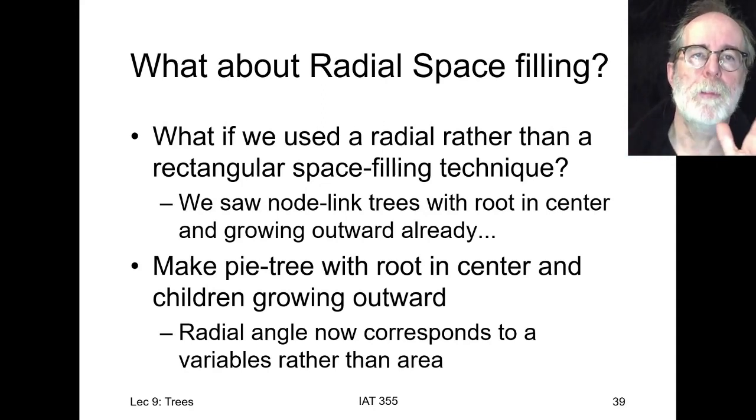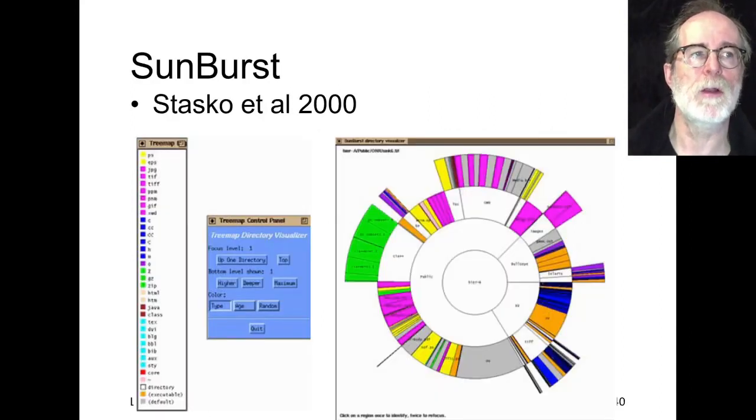How about making a pie chart and then subdividing the pie sectors to indicate subtrees and subtrees? The radial angle, and in some ways the area, will indicate the size of the variable, the quantitative value of the area. So let's just see what that might look like. This is another thing by John Stasko.